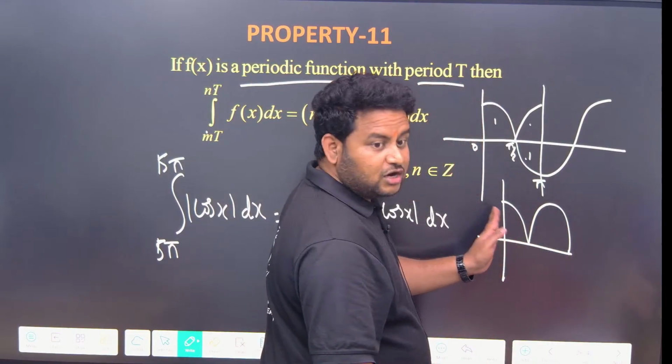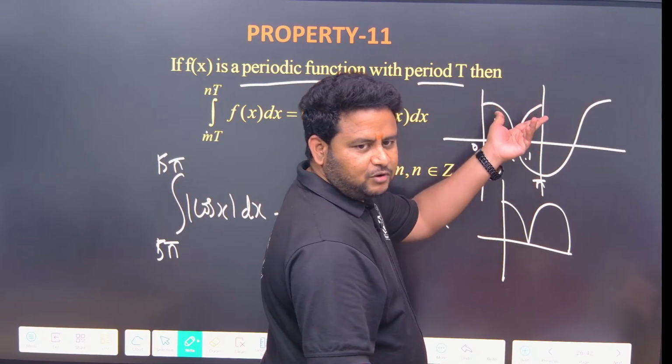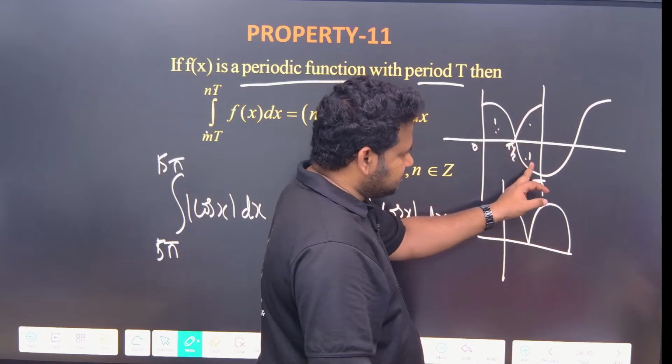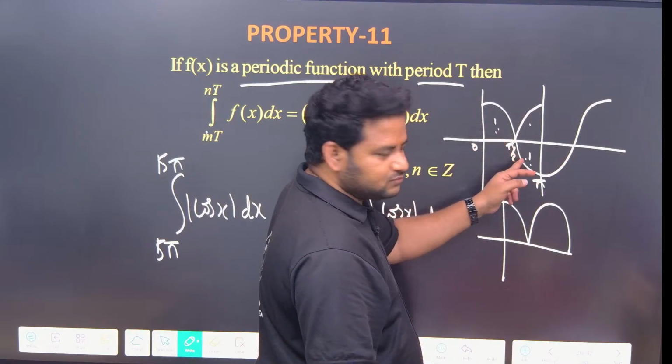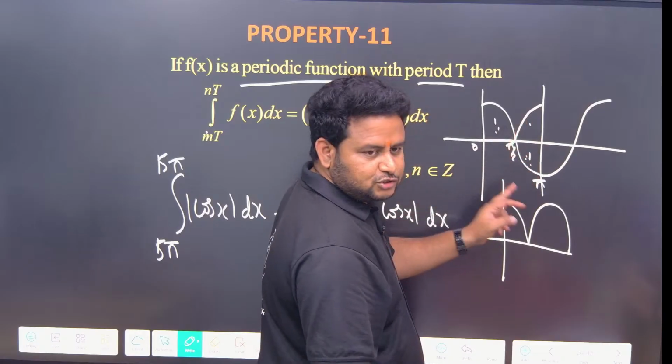When it comes to mod cos x, there is no negative value. So mod cos x means it will be on top only. This value will be 1. From 0 to pi, this is 1, this is 1, 1 plus 1, 2. But if it is not mod, this would become 1 minus 1, which is 0. But mod cos x means this will be 1 and this will be plus 1. You should take it as plus 1.